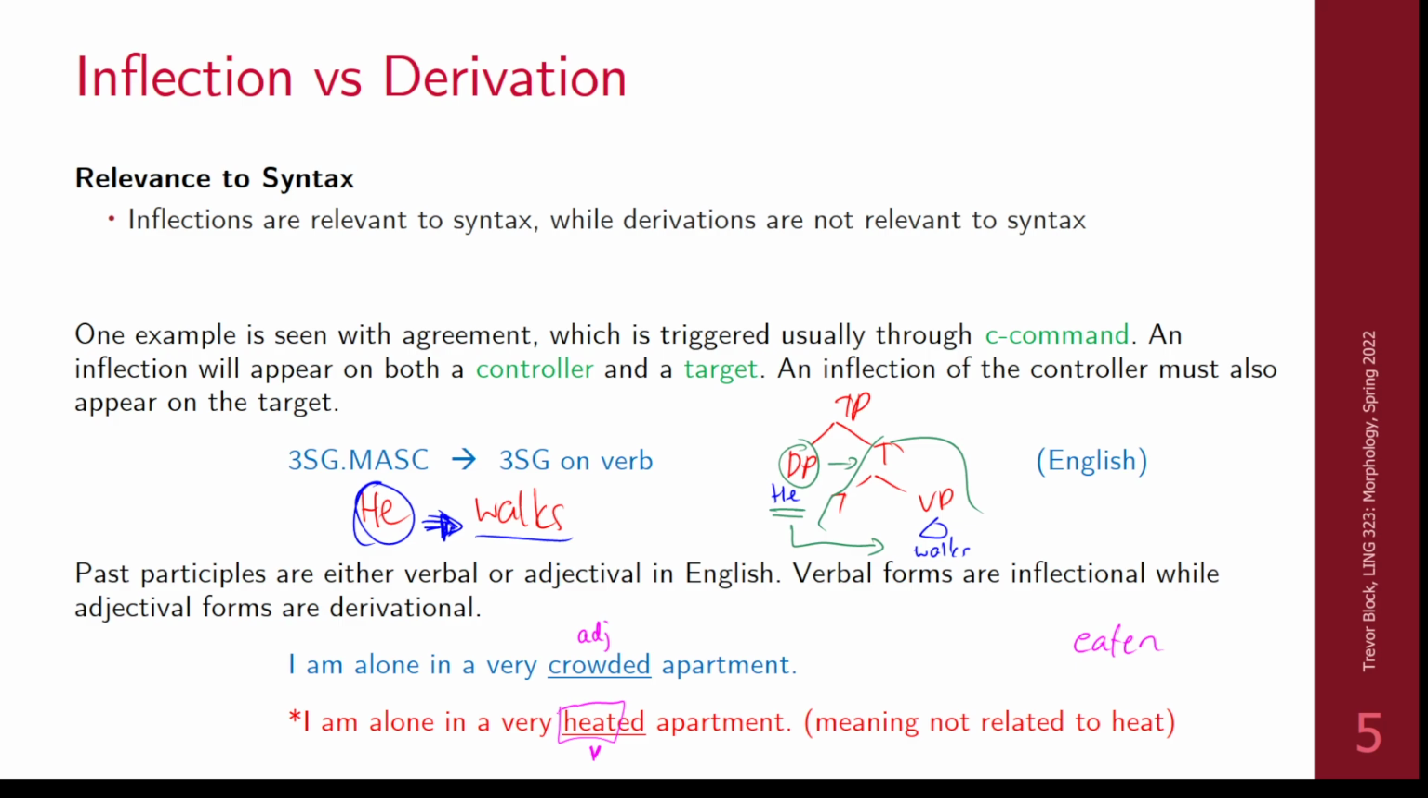But this depends on the person. To me, when thinking about it as a hot room, it's all right. It's not perfect to me, but I know a lot of people who'd say this is a perfectly fine sentence. So again, inflections are relevant to the syntax and derivations are just sort of done in morphology.